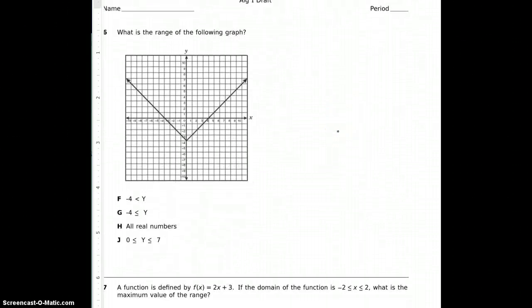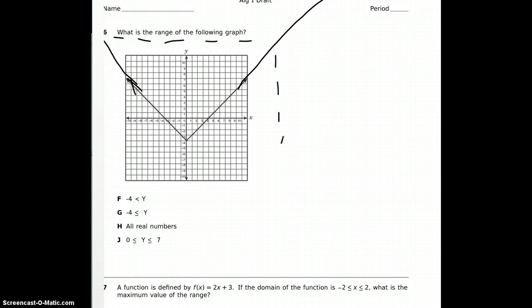Let me go down to number 6. What is the range of the following graph? Now again, the very first thing I'm going to start doing is exaggerate these arrows. Right away, I can already tell because I have arrows pointing up, I'm not going to have a top on my box. Because I have an arrow pointing to the right, I'm not going to have a right side. And because this arrow is pointing to the left, I'm not going to have a left side. But because I have no arrows pointing down, I do have a bottom.